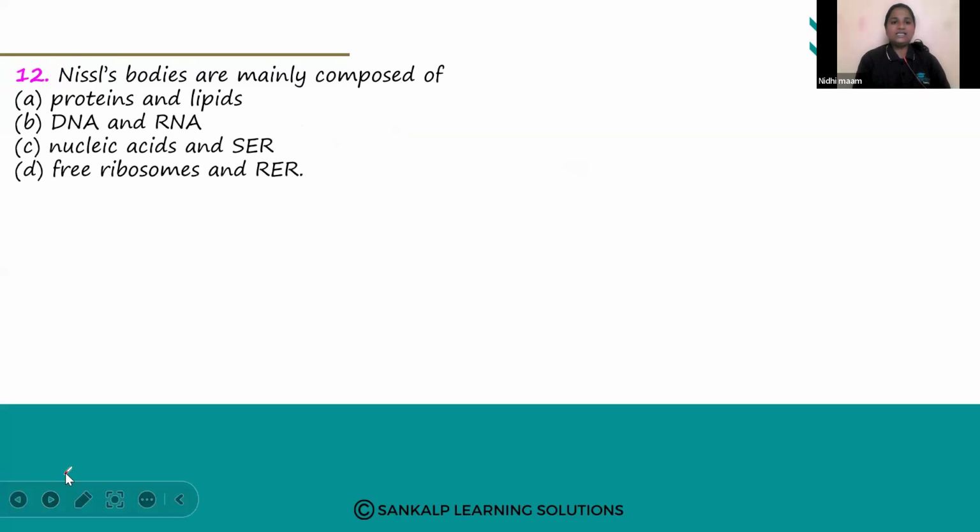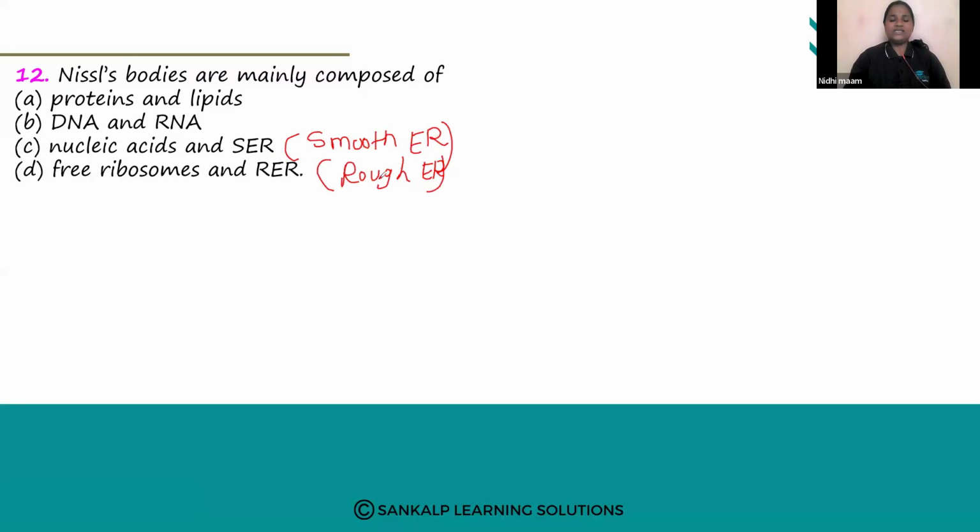Next question: Nissl's bodies are mainly composed of proteins and lipids, DNA and RNA, nucleic acid and smooth endoplasmic reticulum, or free ribosomes and rough endoplasmic reticulum. SER means smooth endoplasmic reticulum, smooth ER. RER means rough ER. So Nissl's bodies are mainly composed of. Can anyone say the answer?